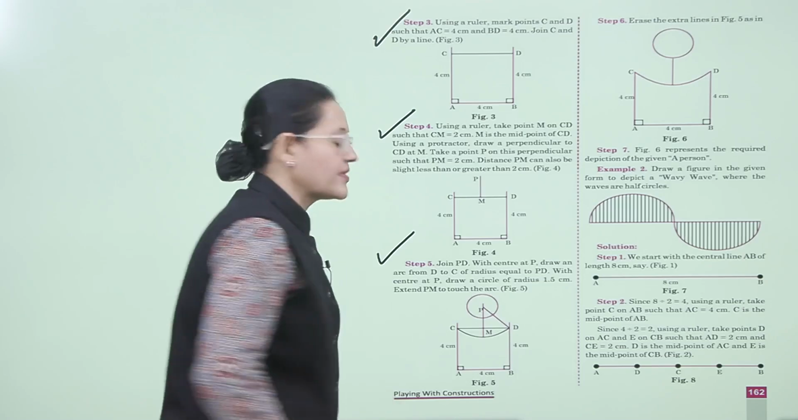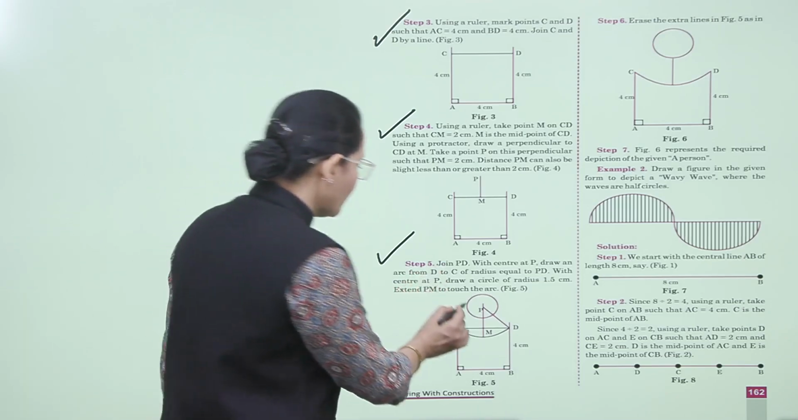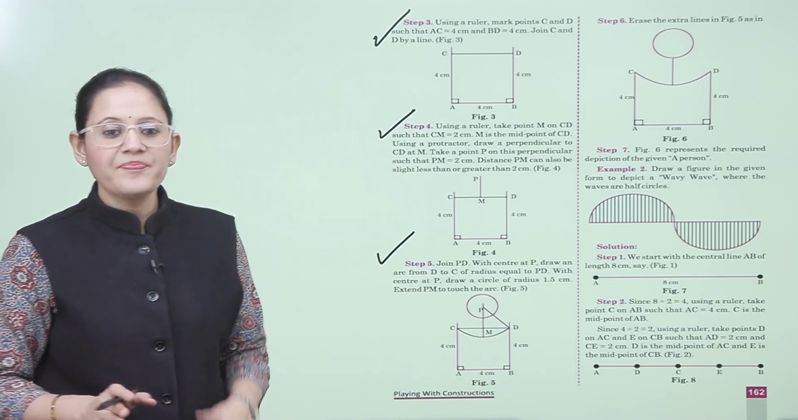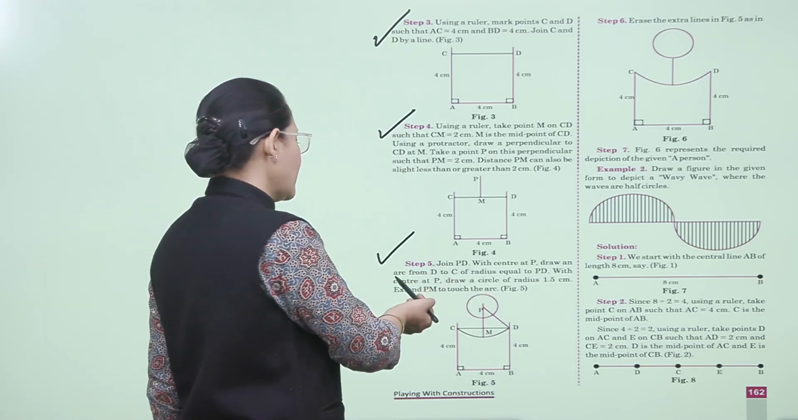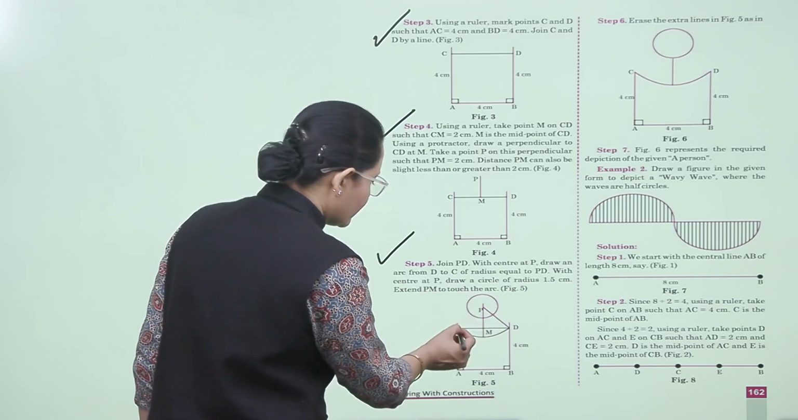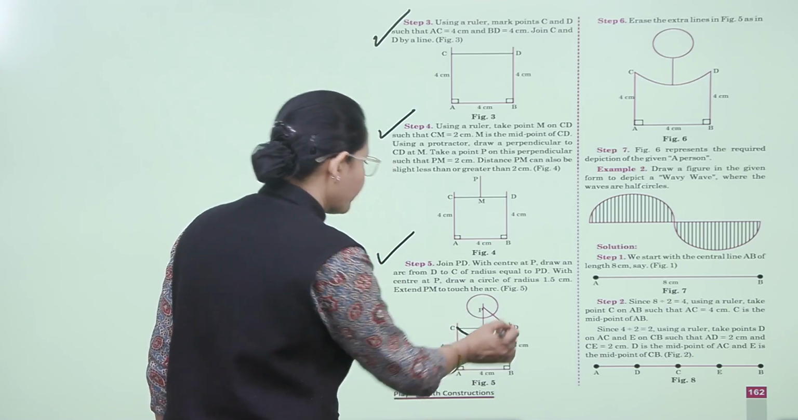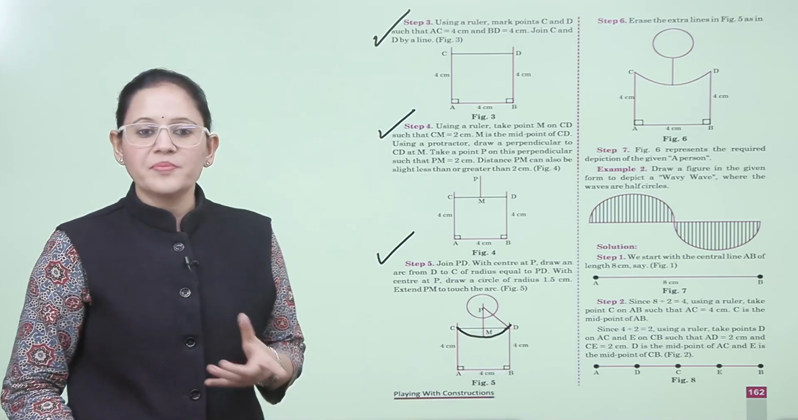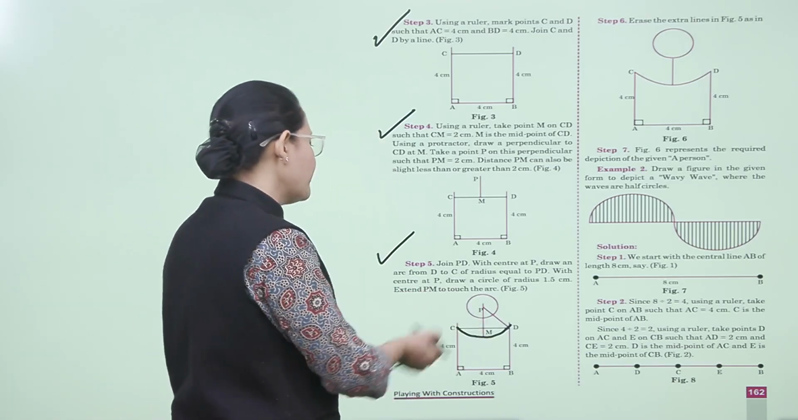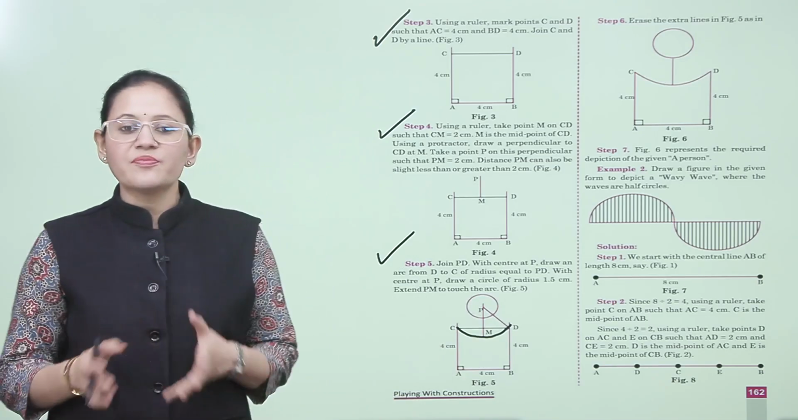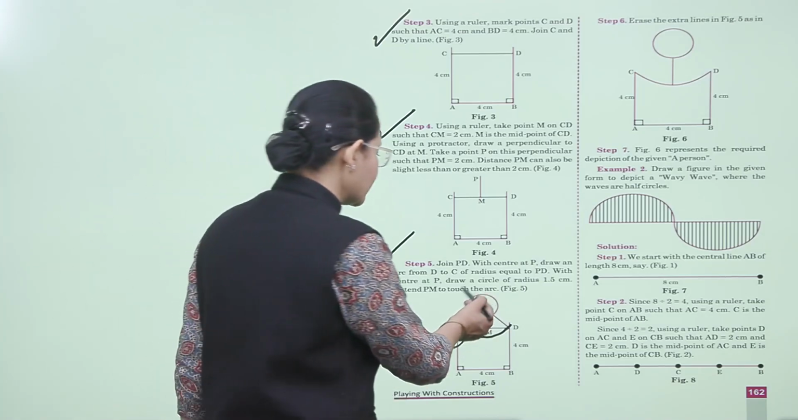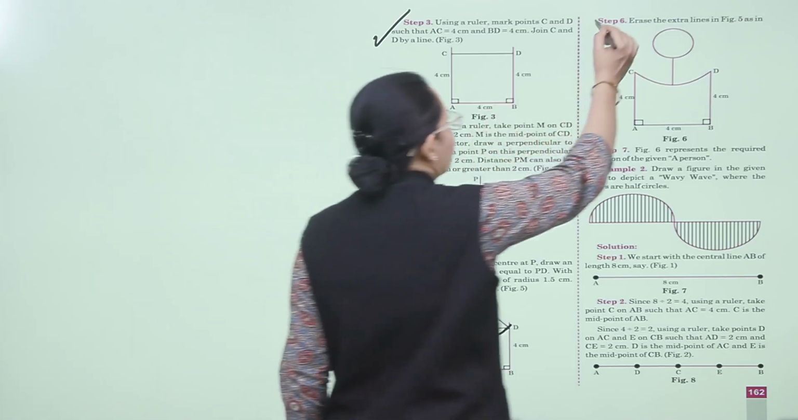Now step 5. Join PD. So we will join point P to point D, that is PD. Clear? Now draw an arc from D to C, with a radius equal to PD. Clear? Draw a circle of radius 1.5 centimeters. Extend PM to touch the arc. Now we'll draw the circle of 1.5 centimeters radius.